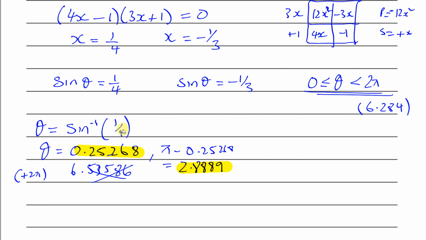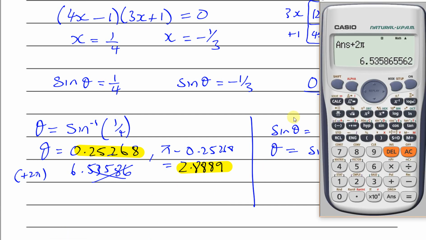Now, for sine theta equals minus 1/3, the first angle you get by doing inverse sine of minus 1/3. You do this with the method that I'm using here. It's exactly the same procedure. It doesn't matter if it comes out negative or positive. You still do exactly the same thing because the symmetry of the curves is exactly the same.